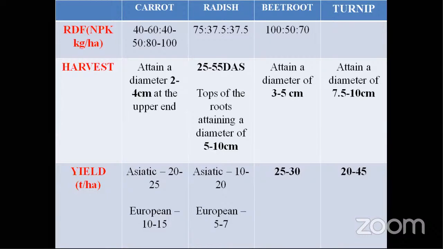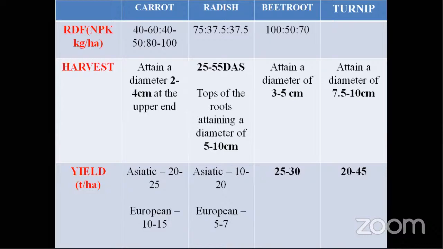Harvest is very important. It is harvestable in carrot when the root attains 2 to 4 centimeters at the upper end, means the collar region. And after 25 to 55 days, when the tops of the root attain a diameter of 5 to 10 centimeters, then radish. And when the diameter of beetroot attains 3 to 5 centimeters, then beetroot. And then for turnip, it is 7.5 to 10 centimeters. You can remember that radish and turnip have almost a similar maturity size, whereas carrot and beetroot, again, are similar in maturity size.